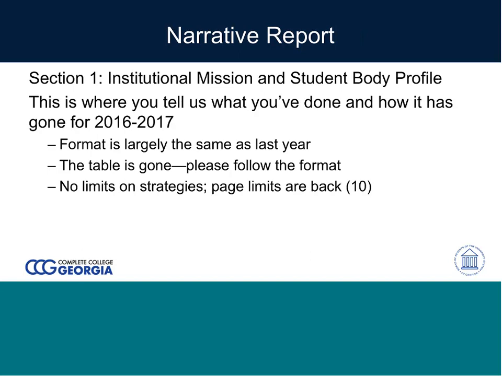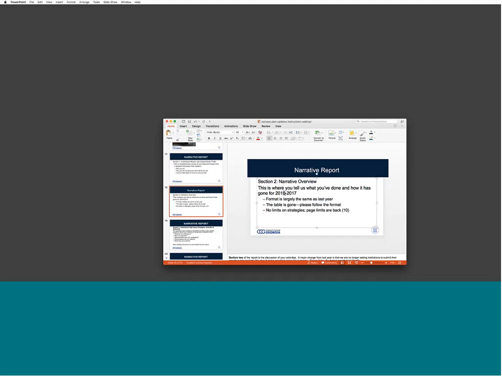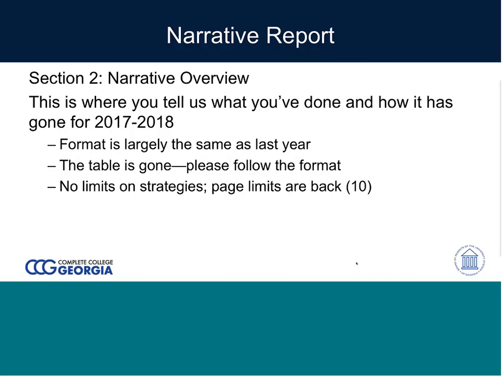So the meat of the matter, the narrative overview section 2, is really where you tell us what you've done and how it's gone. And I knew there was going to be an error in there. This is for 2017, 2018, we're going to correct this right now. There we go. Format is largely the same as last year. The slide was actually the same as last year. The format is largely the same as last year, if you want it to be. Table is gone. You can follow any format you like.